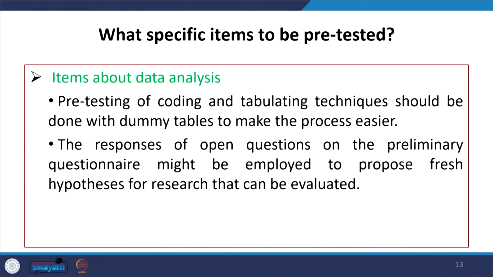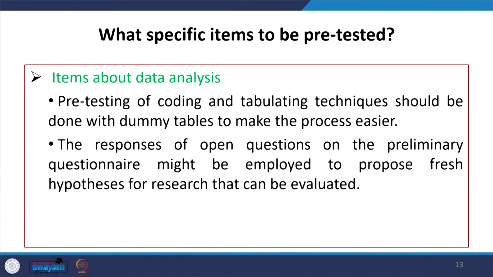Then the second is items, regarding what specific items are to be pre-tested. Pre-testing of coding and tabulating techniques should be done with dummy tables to make the process easier. So, dummy tables should be developed, maybe prototype tables, small version tables, that will help you in coding and tabulating the information you are collecting from the pre-testing.